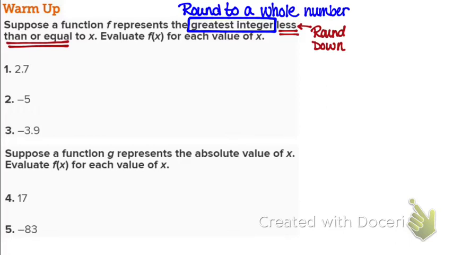0 is less than 2.7, and that's a whole number. 1 is less than 2.7, and that's a whole number. It's telling me, by saying greatest integer, I want the biggest whole number that's smaller than 2.7. So I'm going to round down, but to the closest whole number. Does that make sense? That's what they're trying to say there. So for number 1, 2.7, what would my greatest integer less than that be? 2.